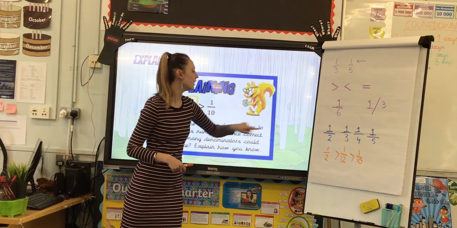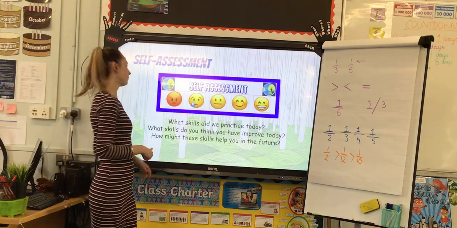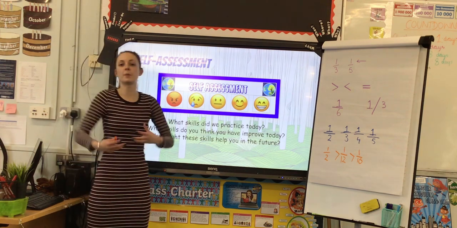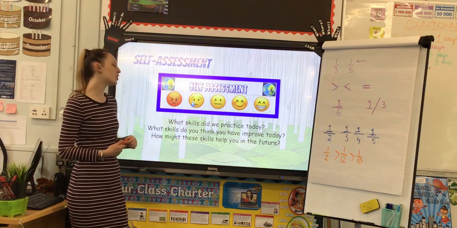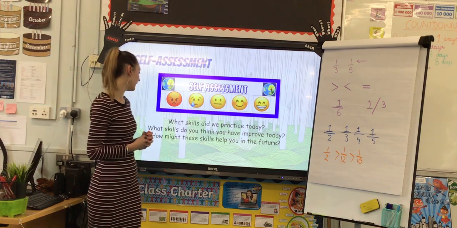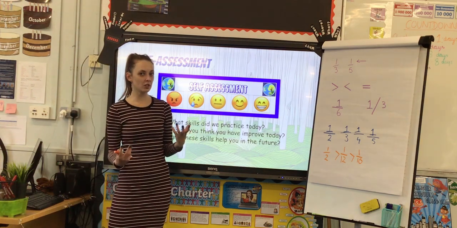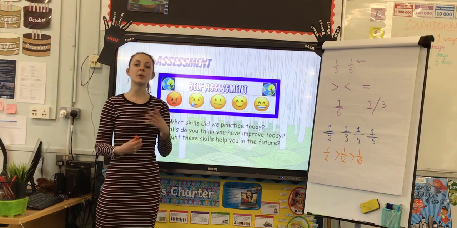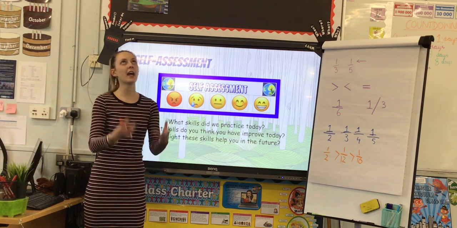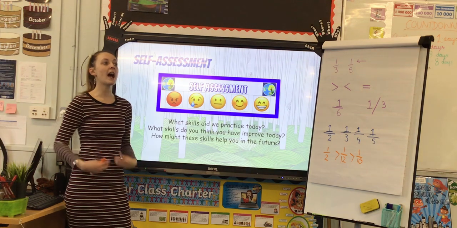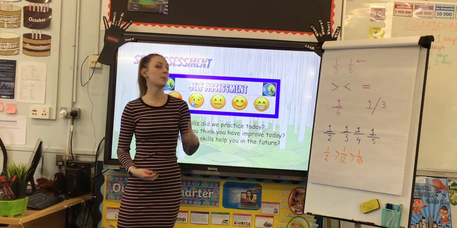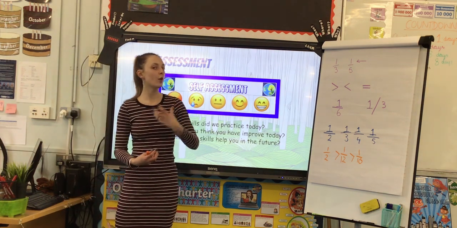And then the last thing that you need to do is self-assessment. What skills did you practice today? What skills do you think you have improved today? And how might these skills help you in the future? It's a bit strange doing it virtually, but I still want you to reflect on yourself. Think about, have I had high aspirations? Have I been respectful? Have I been independent, innovative, resilient?